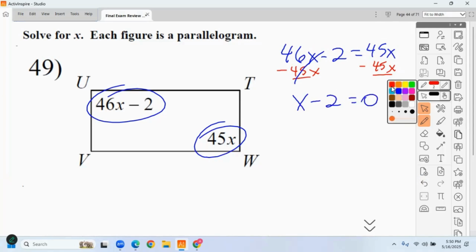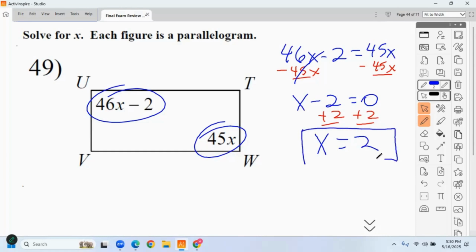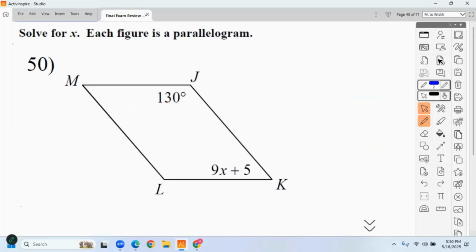Now, x is equal to 2. Work on those algebra skills. On to the next one.